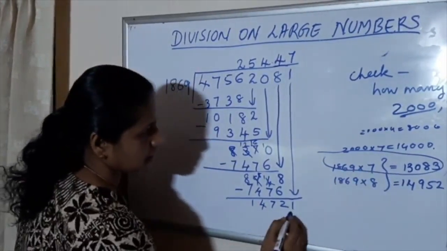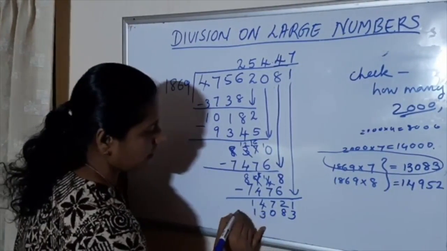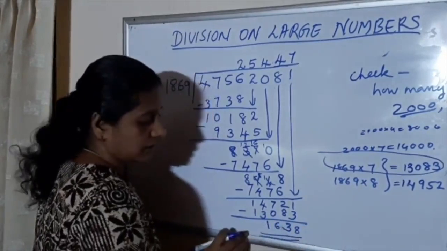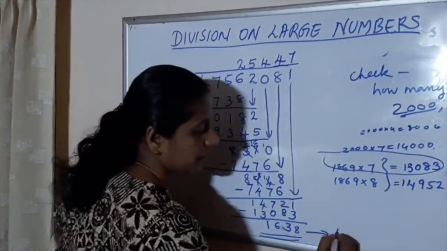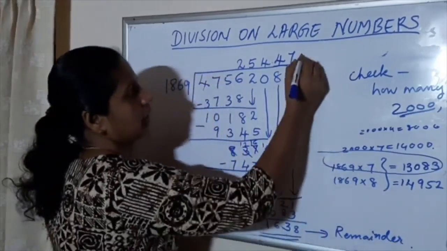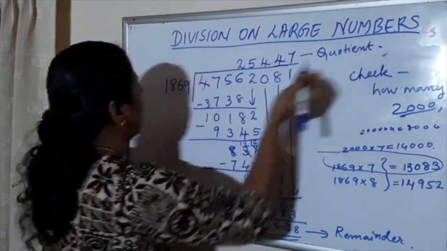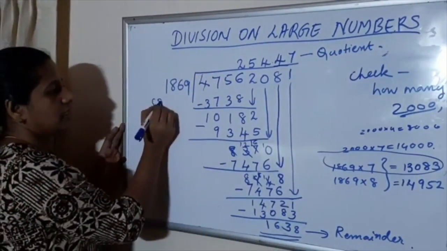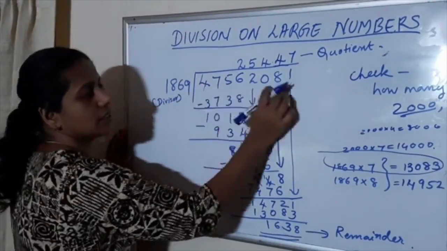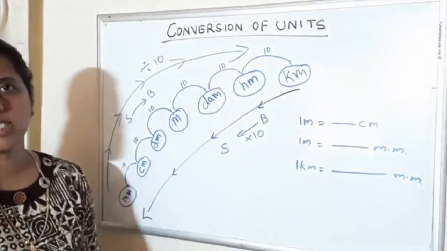The answer is 38031. Subtract. Okay. That is, this is our remainder. This is our remainder, and this one is our quotient. Okay. And this is our divisor. And this one is our dividend. Okay, clear? Our next session is conversion of units.